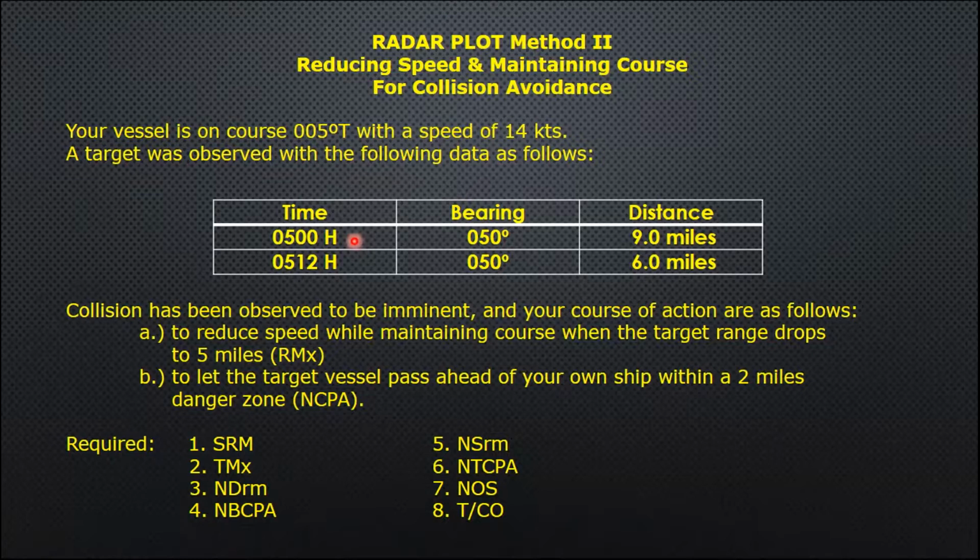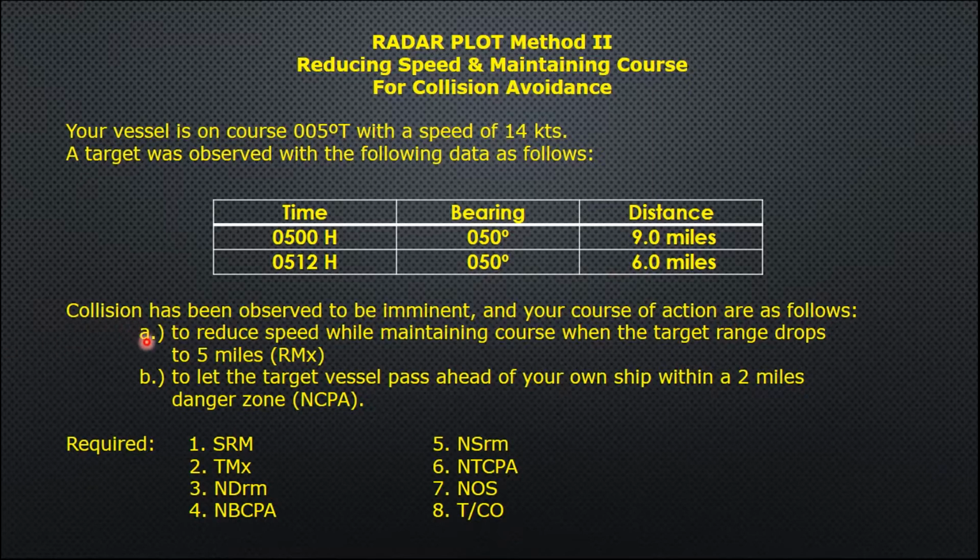First observed position time is at 0500 hours, bearing 050 degrees true, distance 9.0 miles. The second observed position time is at 0512 hours, having the same bearing of 050 degrees true, having a distance of 6.0 miles. Collision has been observed to be imminent, and your courses of action are as follows.